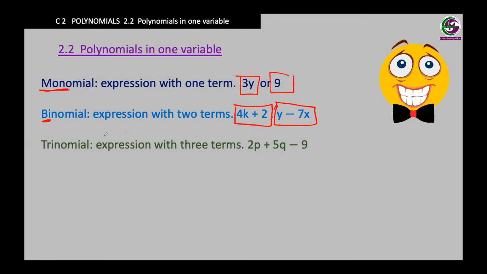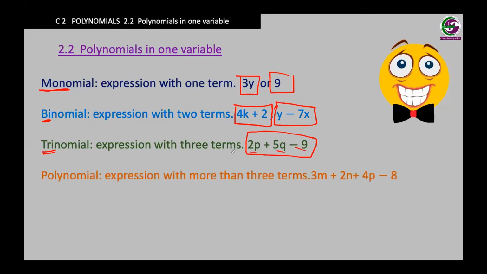Okay, next one, trinomial. From the word trinomial, tri means there will be three terms. So a trinomial is an expression with three terms. Look at this example. This is one expression which is specifically a trinomial because there are three terms. Okay, in general, we call them polynomial. So a polynomial is an expression with one or more terms. In general, we say it is more than three terms. So this is a polynomial with four terms because there are more than three terms.